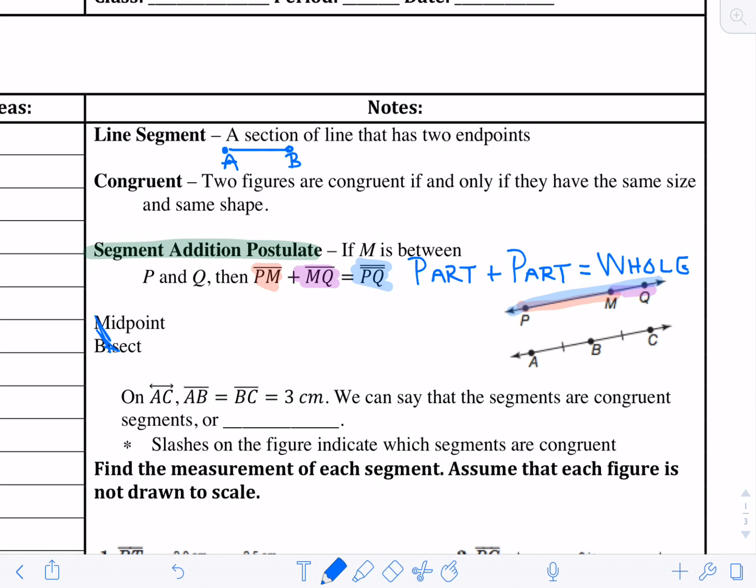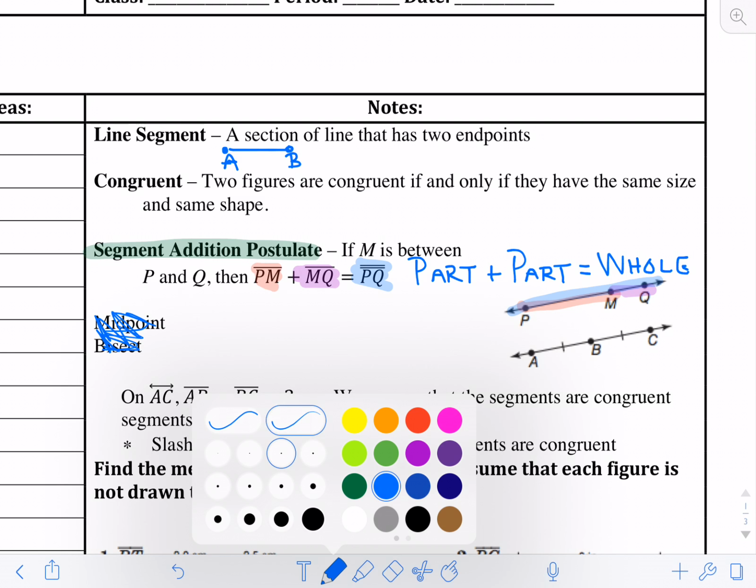Alright, you can mark out these words, midpoint, bisect, because those are just randomly there for something else. We'll get back to that later.